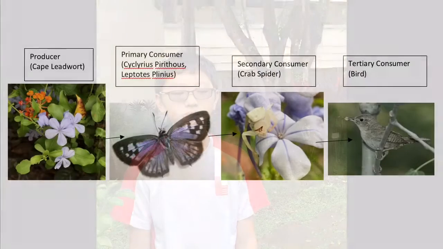Another species that has a relationship with the Cape leadwort is the crab spider. The crab spider will hide below the leaves of the Cape leadwort, and when butterflies come to pollinate the Cape leadwort, the crab spider will come out and prey on the butterflies when they come to pollinate.